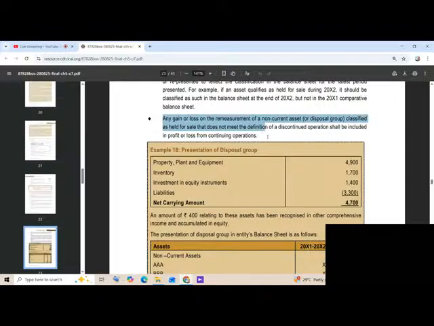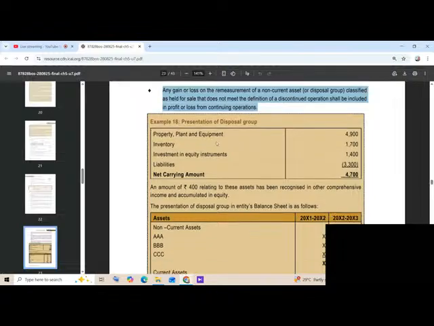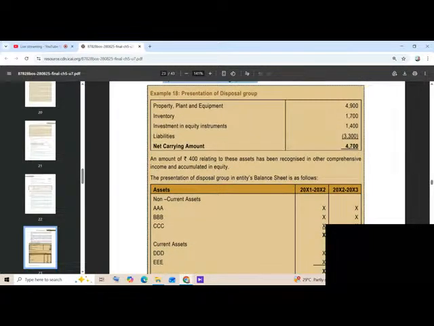Any gain or loss on the remeasurement of a non-current asset classified as held for sale that does not meet the definition of a discontinued operation shall be included in the profit or loss from continuing operations. Example 18, presentation of disposal group: PPE, liabilities, net carrying amount. An amount of 400 relating to these assets has been recognized in other comprehensive income and accumulated in equity.